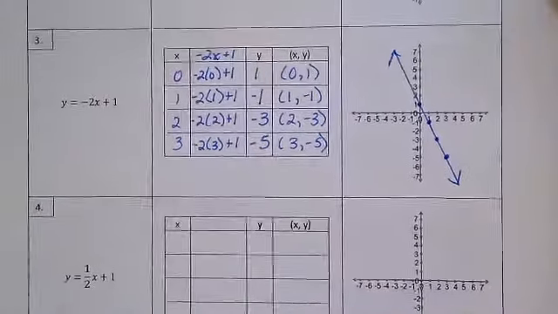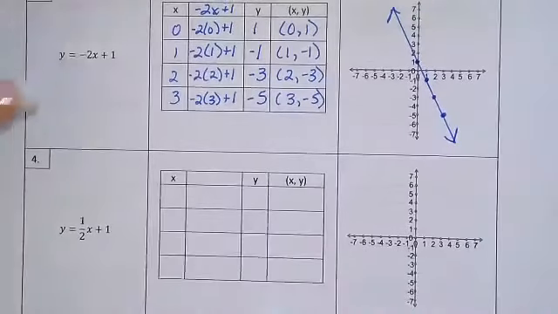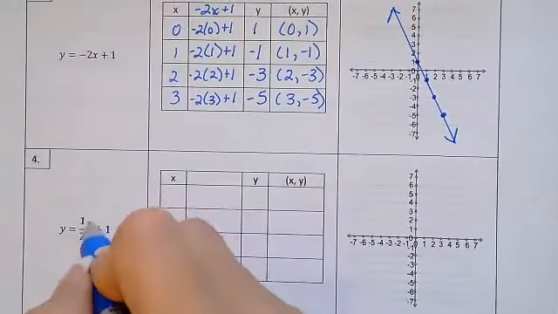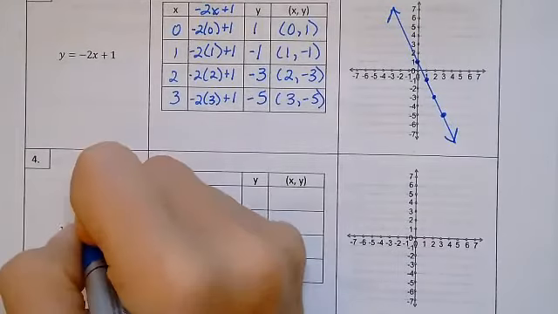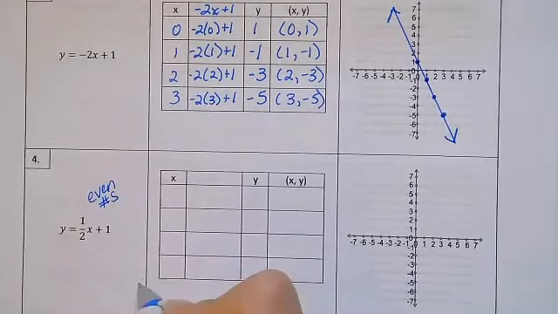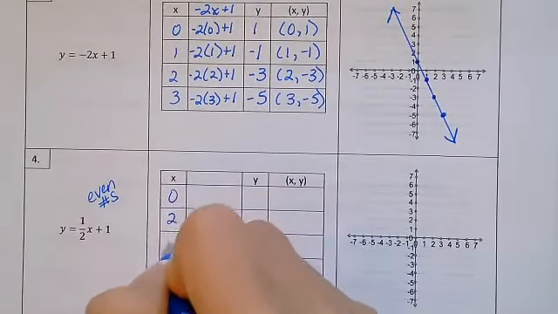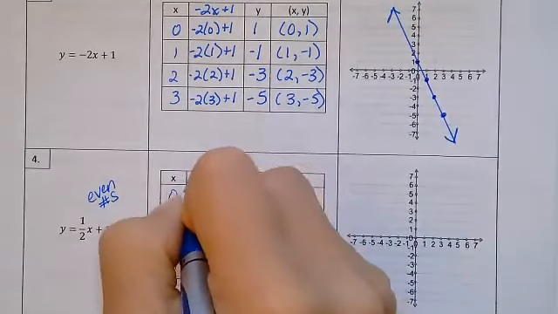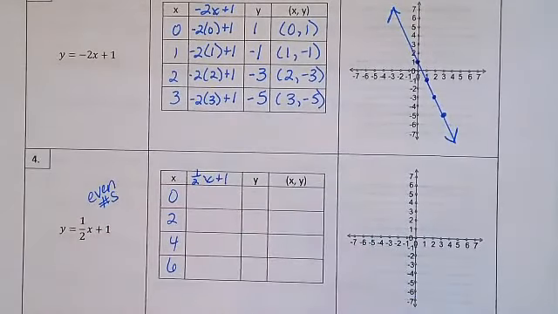Okay, and number 4. So again, I'm dealing with a fraction. Since it's 1/2, if I use even numbers, that'll make it a lot easier. So I'm going to use 0, 2, 4, 6. My function is 1/2 x plus 1.